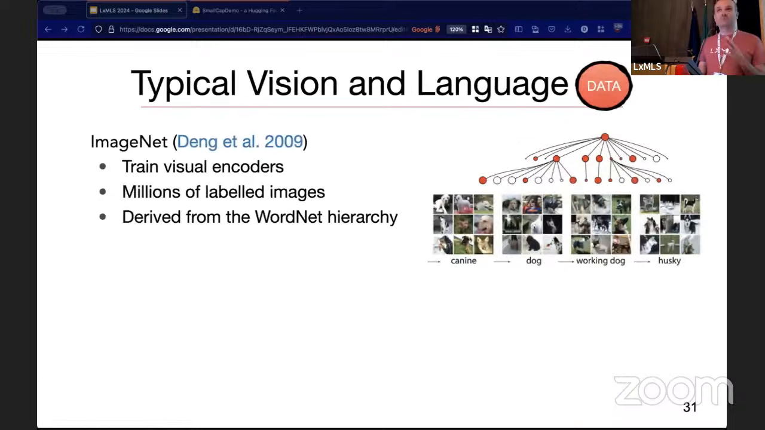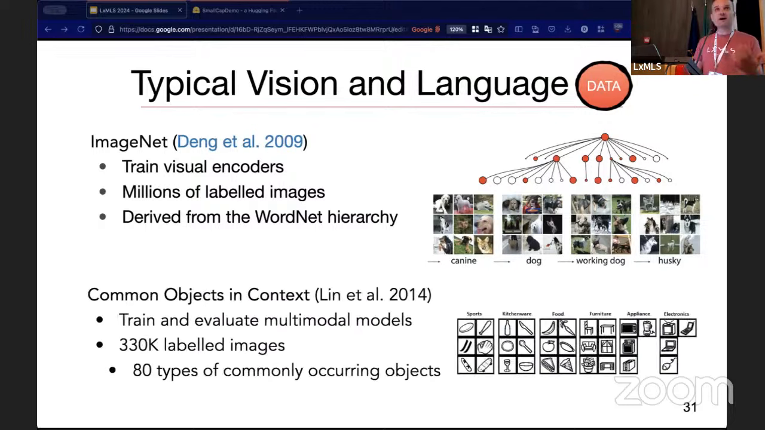Just to remind you, if you haven't heard about ImageNet, it's this massive database structured according to the WordNet hierarchy. It's millions of labeled images, I think 21 million in total, and we have these really fine-grained annotations on the type of entity within an image. It's typically used to train visual encoders. After you have this, you can then use it to work with a dataset like COCO, which we described about 5 minutes ago, which is based on these 80 types of commonly occurring objects. But we think that you can do better than this.